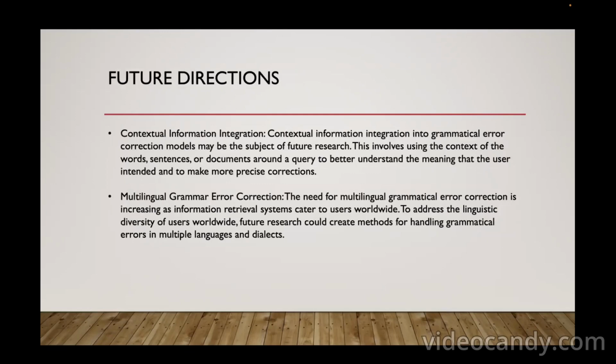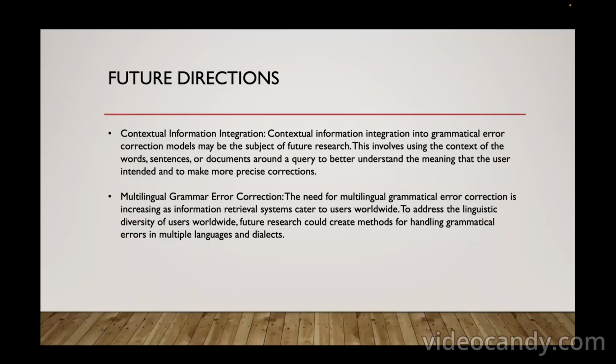And the future direction. Now I am here to explain about future direction. The contextual information integration: contextual information integration into grammatical error correction models may be the subject of future research. This involves using the context of the word, sentence, or document around a query to better understand the meaning that the user intended and to make more precise corrections.